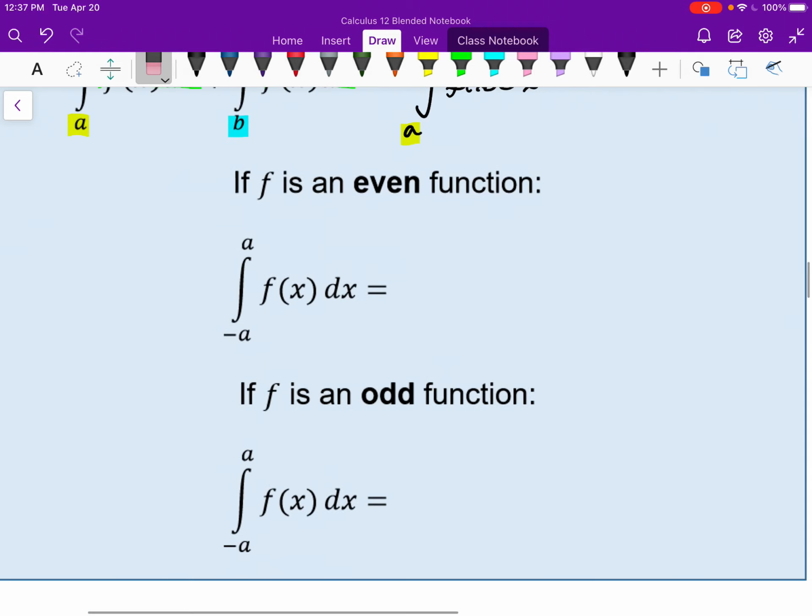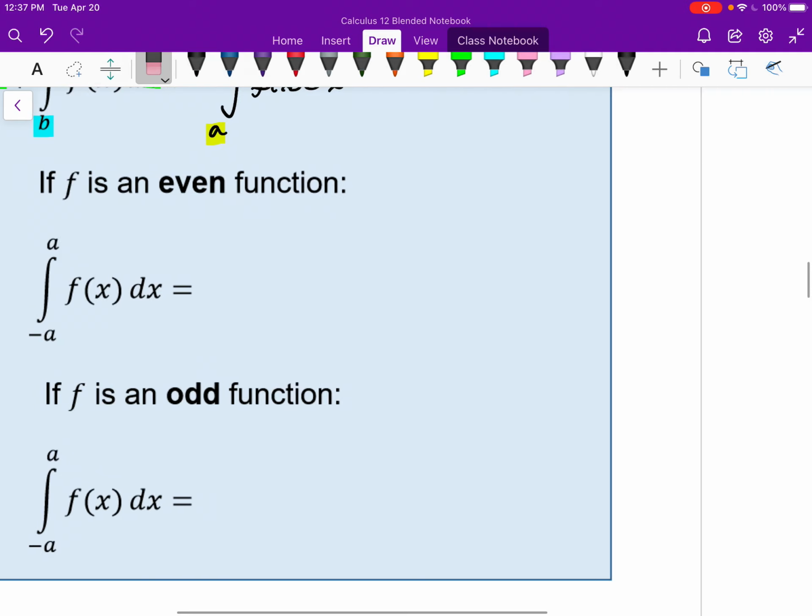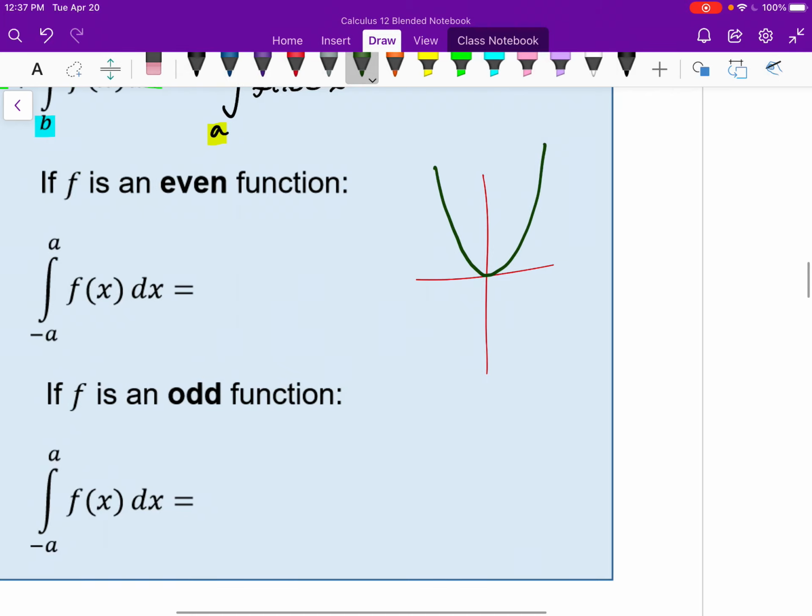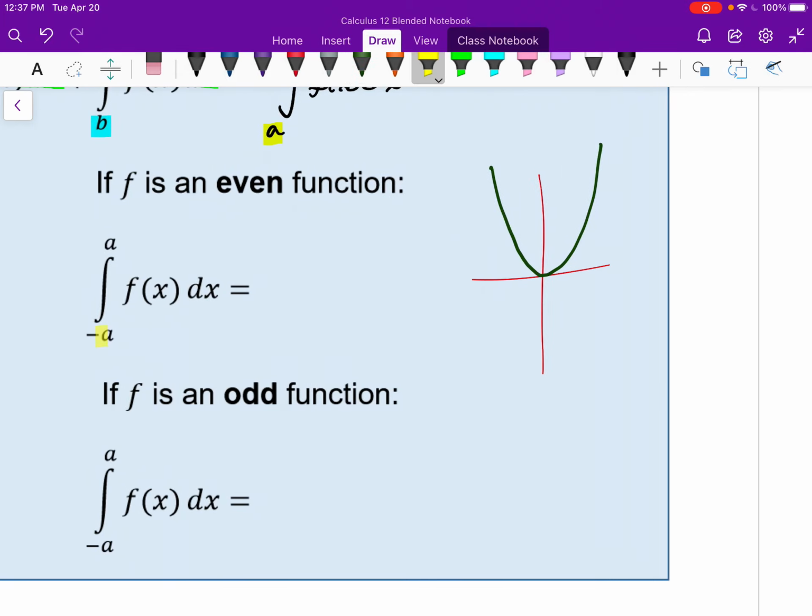Lastly, even and odd functions. Haven't really talked about these in a while. If a function is even, that means it's symmetrical about the y-axis. So for example, a nice example is x squared. X squared is even. And so if you have an even function, any even function, and you're going from negative a to positive a, that means you're going from some number over here to the equivalent number over on that side. Well, if it's symmetrical, then these two regions must be the same.